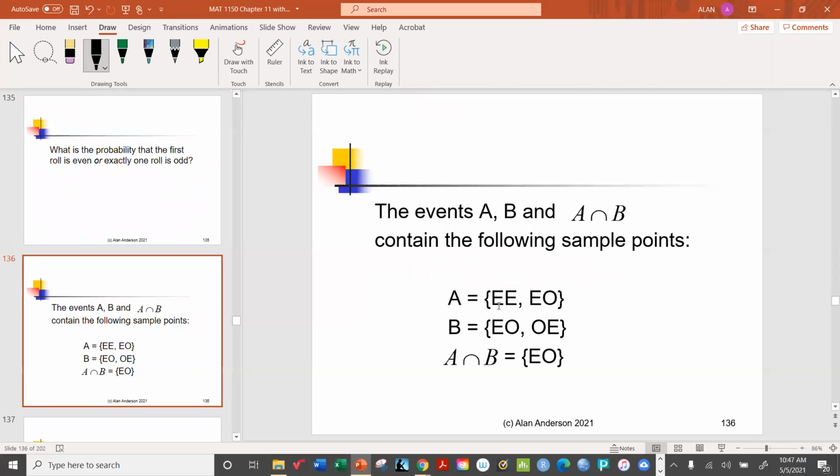We already know what elements belong. Oh, one more thing we need to do. We need to identify the intersection between the two. That simply represents the points that are in common to sets A and B. That's just one element, which is EO.